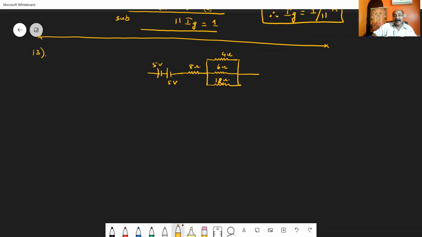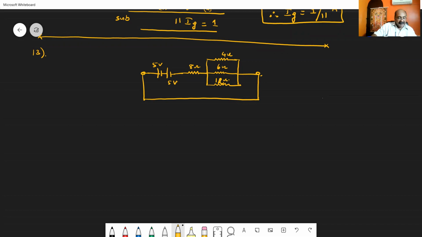Draw a circuit diagram for this. So this is the circuit diagram. If you want, you can join this also. You can consider the 2 ends and they can also be joined. This is the circuit diagram that was given here. See, 2 cells, each of 5 volt, are connected in series with 8 ohm, and then 3 parallel resistors, 4 ohm, 6 ohm, and 12 ohm. So draw the circuit diagram.